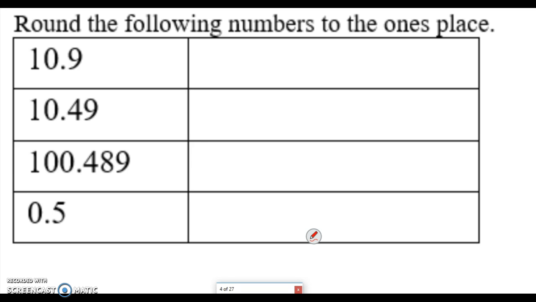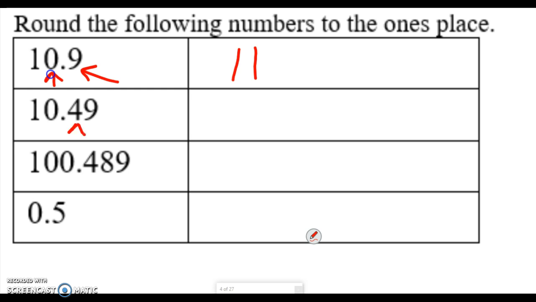So on this first one, we need to go to the ones place. And if we are going to round to the ones place, we need to look at the tens place. If the tens place is a 5 or greater, we round up. If it is a 4 or lower, we round off. So that 9 definitely is greater than 4, so our answer for this one would be 11.